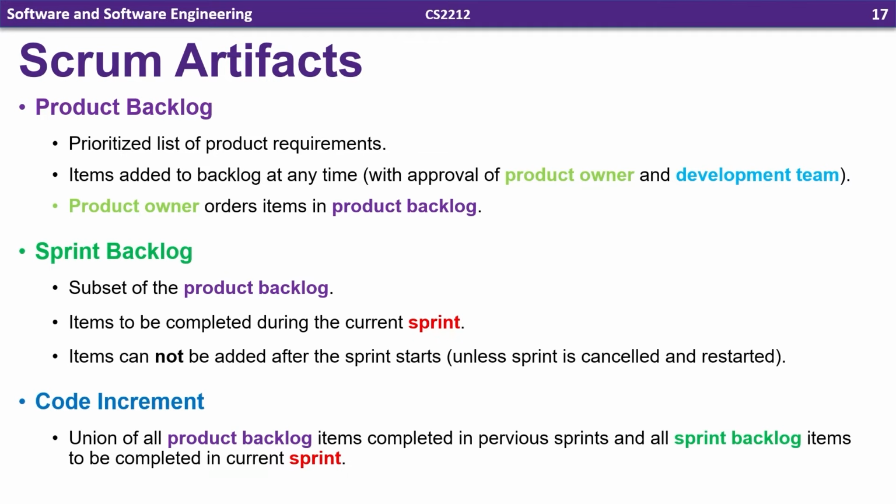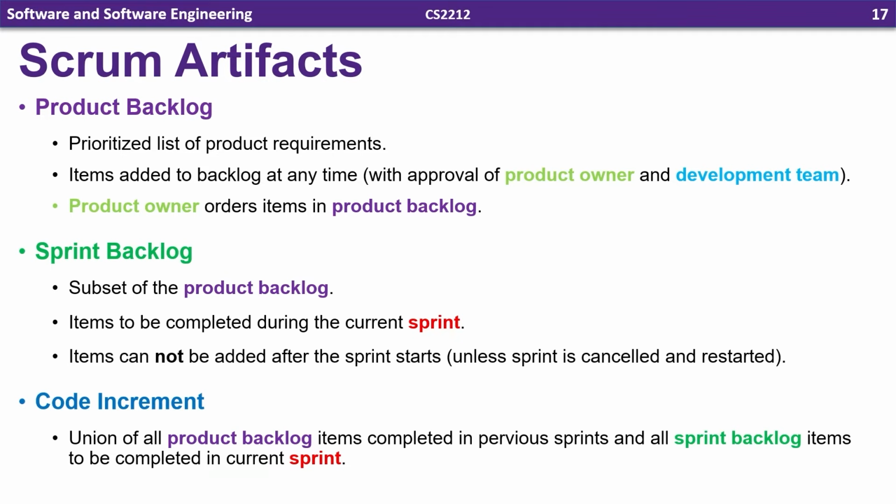The next artifact is the sprint backlog. And this is a subset of the product backlog. That means it's going to contain some of the items from the product backlog, but not all of them. And what this sprint backlog represents is the set of items that are going to be completed during the current sprint. A sprint is a set period of time, like we said, about 2 weeks, where you're actually working on constructing the prototype. So that means the sprint backlog is basically the requirements that you want to get implemented during the sprint.